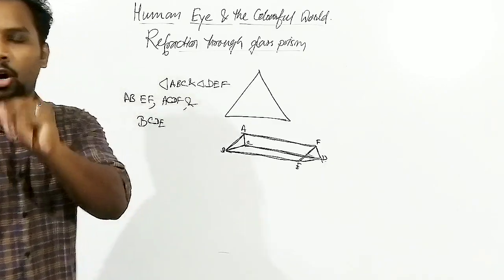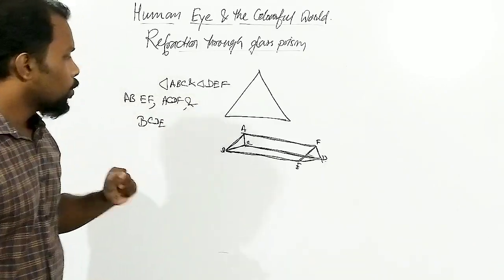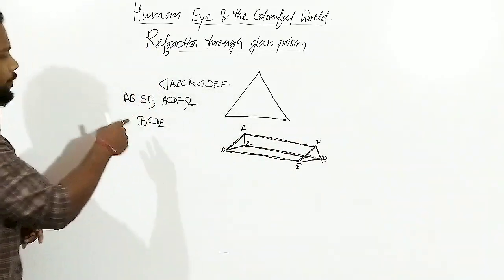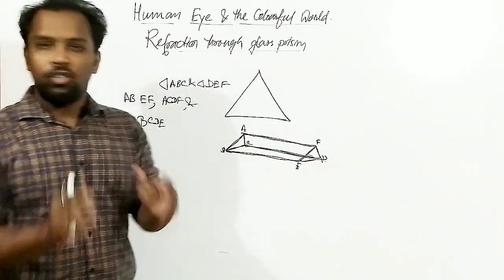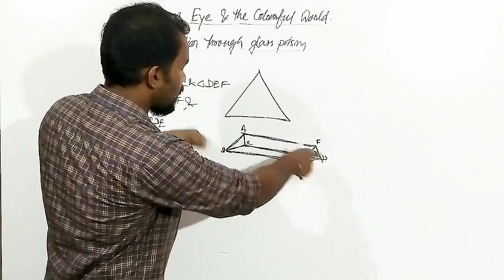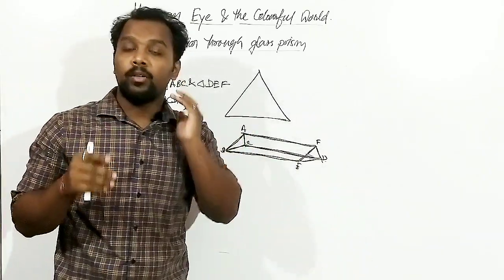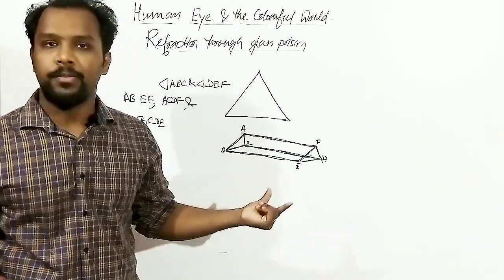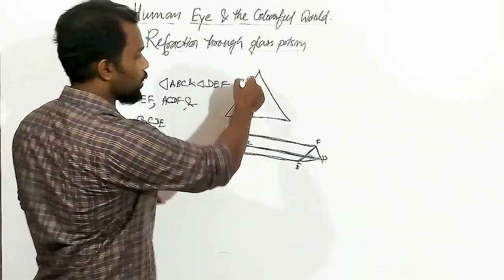But if you clearly observe this figure, what is actually going to happen? These rectangular faces, that is ABEF, ACDF, and BCDE, are not parallel. But these triangular faces are parallel. When we have to discuss refraction through the prism, we only have to consider refraction through these rectangular faces. Okay, that means we are going to observe this one.